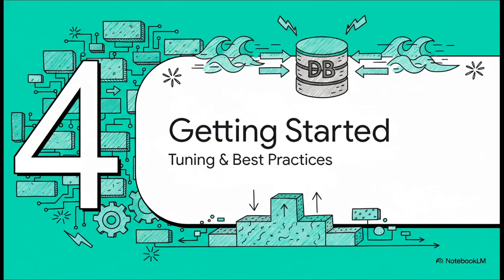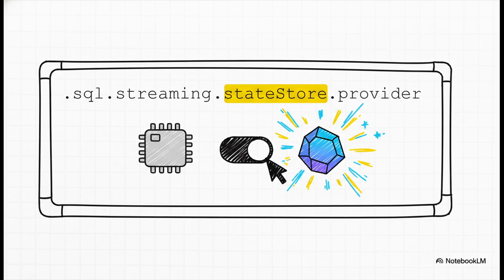All right, so you're probably thinking, this sounds great, but is it hard to set up? And the answer is, it's surprisingly simple to turn on. But there are a few key configurations you have to get right to make it stable and ready for production. And I'm not kidding, getting started is literally this simple. You just set one single configuration property in your Spark app. That's it. That one line tells Spark, hey, stop using that old default memory store and switch over to the much more powerful RocksDB provider.